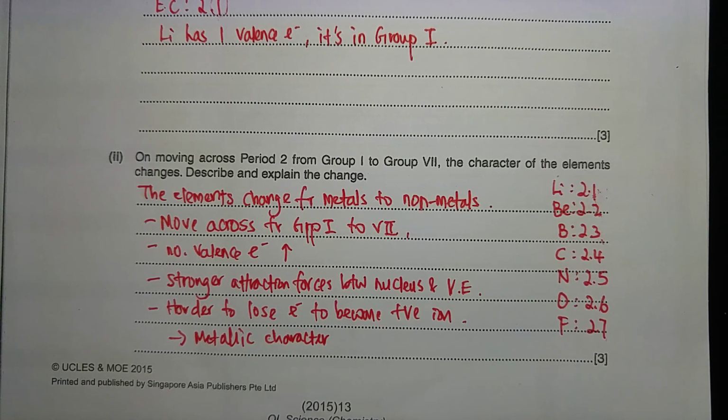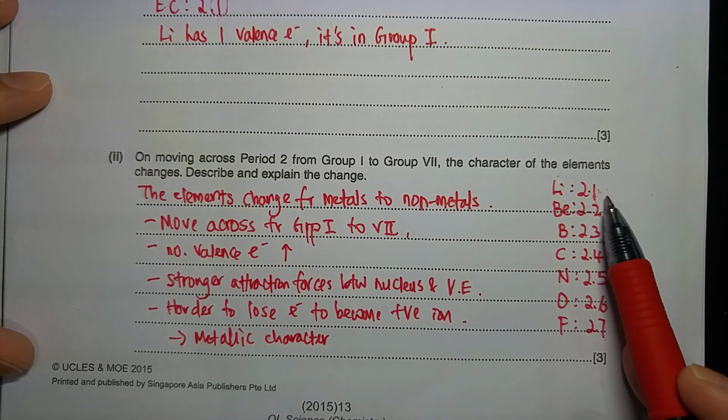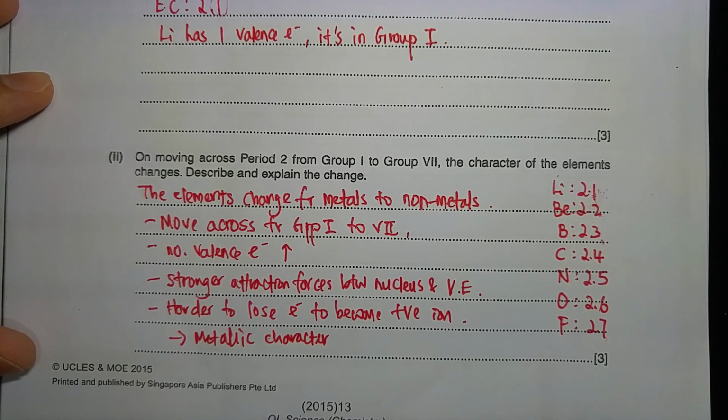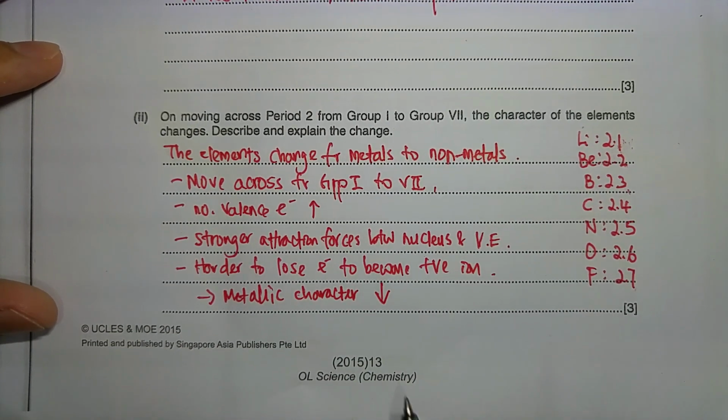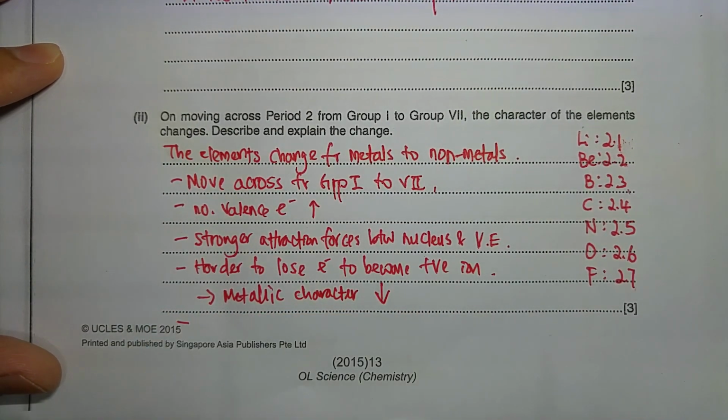So if it is very easy to lose electron to become positive ion, that means it's very metallic. But now it's becoming harder and harder to lose electron to become positive ion. That's why the metallic character actually decreases. Okay, metallic character decreases. Okay, harder to lose electron.